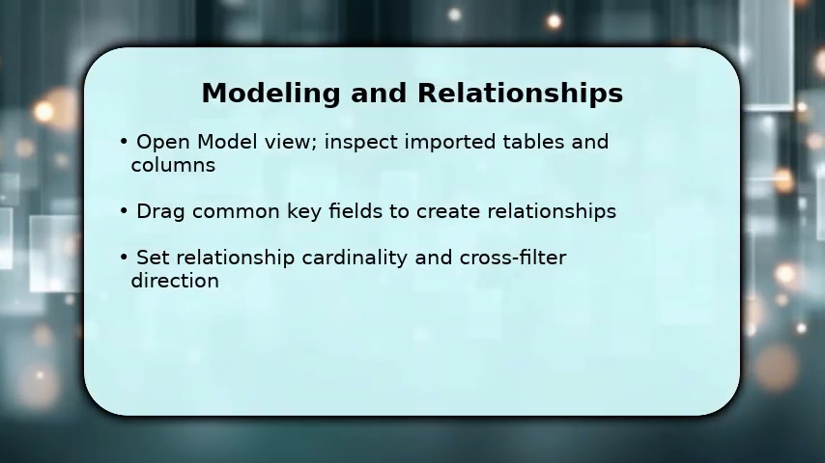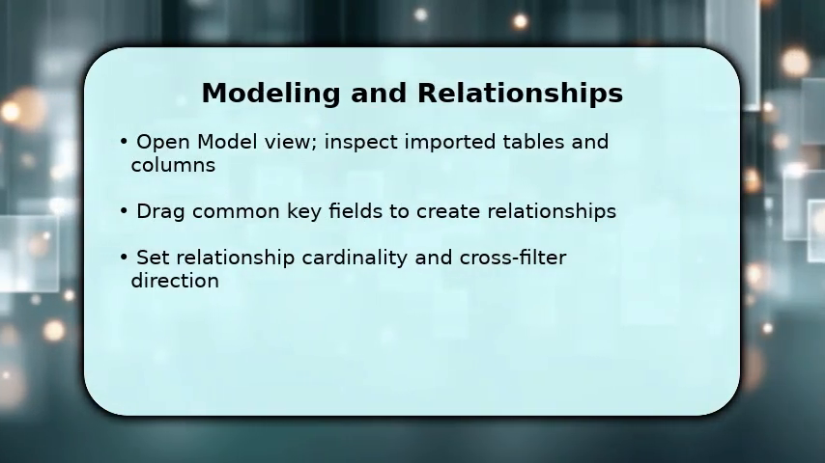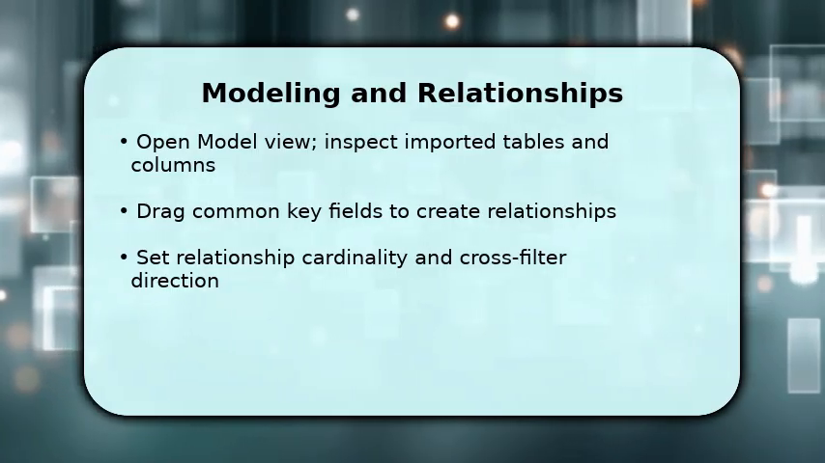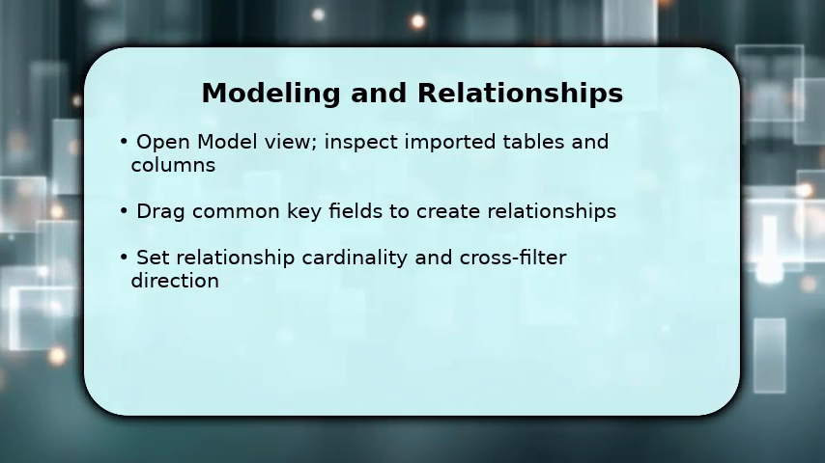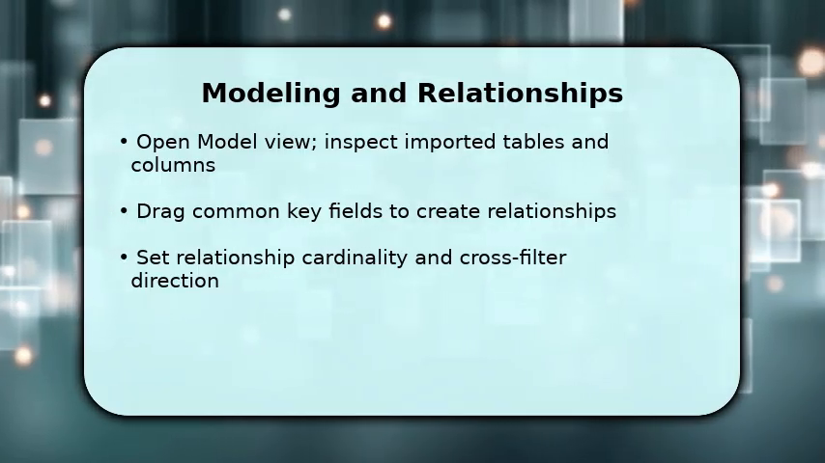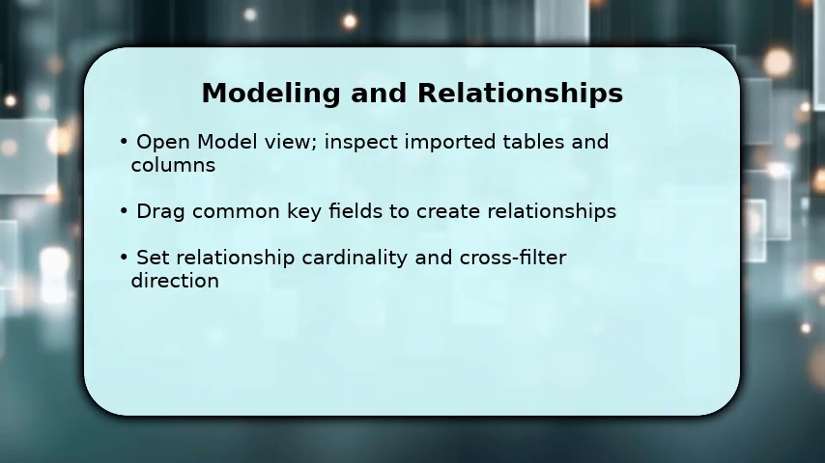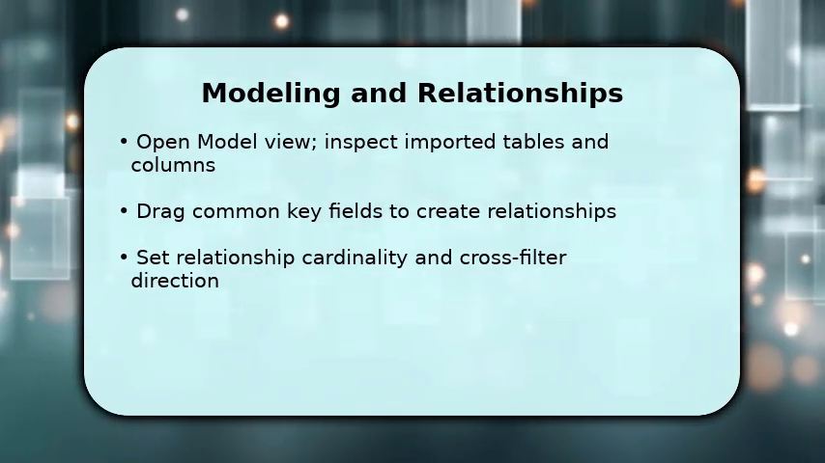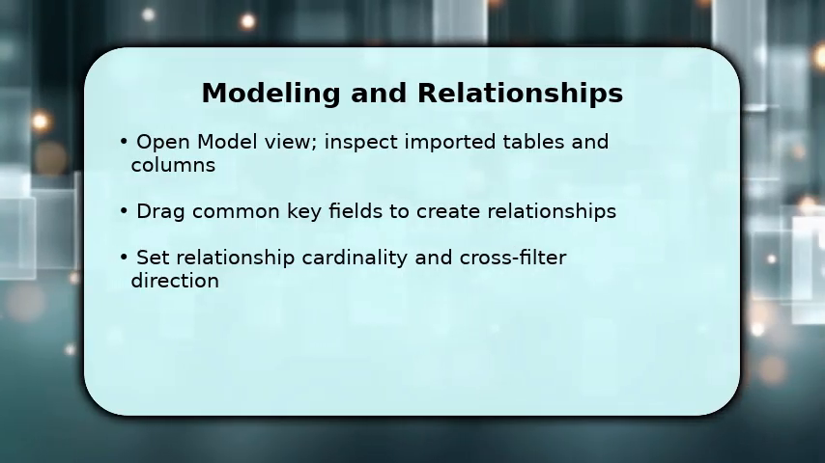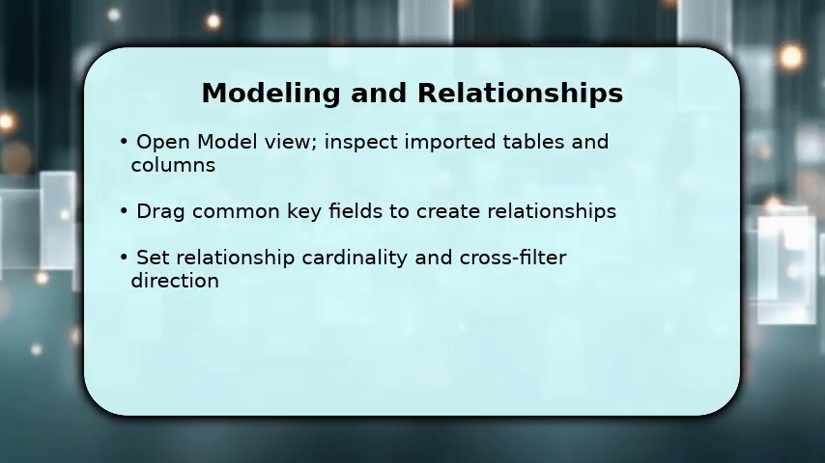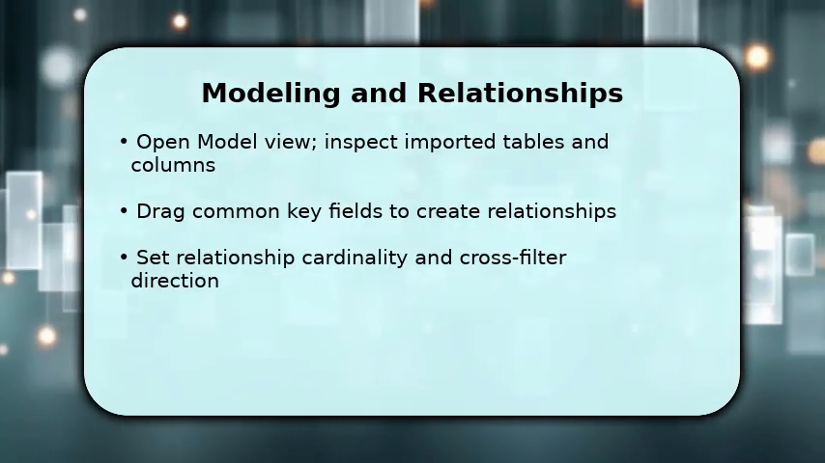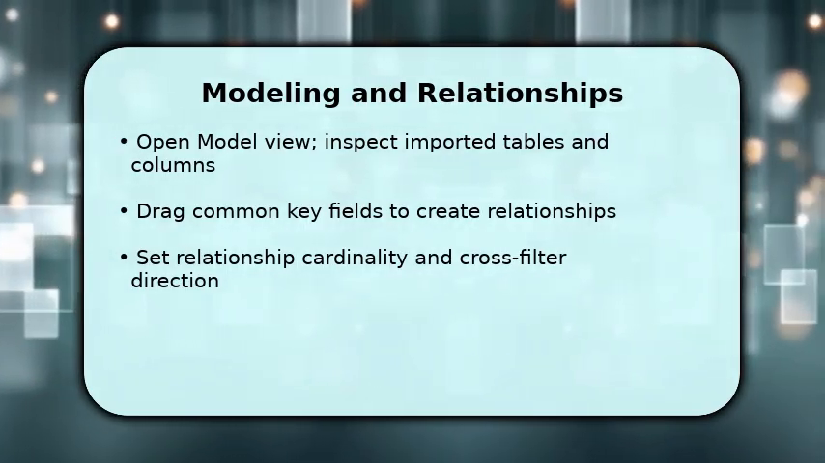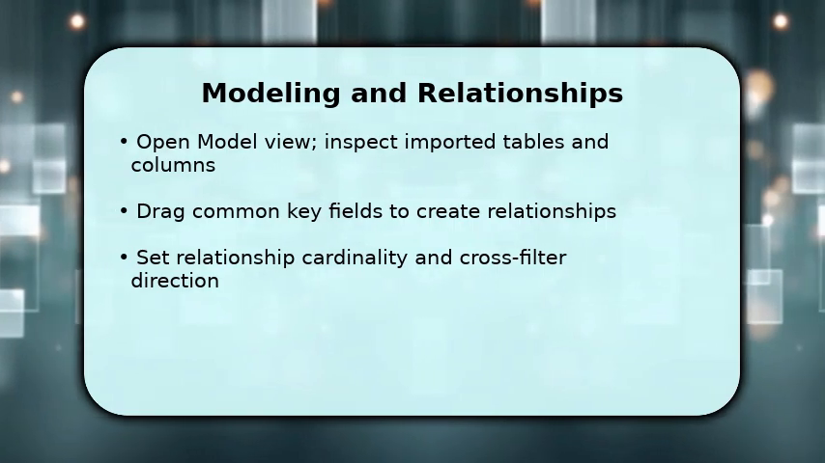Now you move into modeling. Switch to Model View and inspect each table's columns to find common keys: ID, dates, or codes. Drag a key field from one table onto the matching field in another to create a relationship. Power BI suggests cardinality. Make sure to set cardinality correctly, one to many or many to one, and choose the appropriate cross-filter direction. Once relationships exist, verify them with a sample visual to confirm filters flow as expected. This ensures accurate aggregations across sheets.